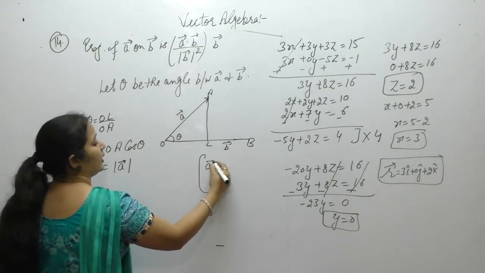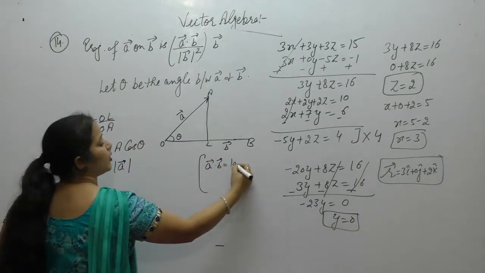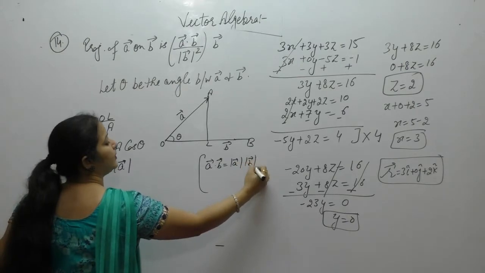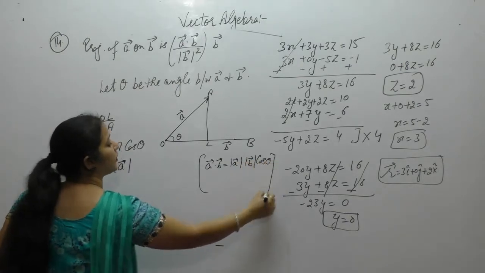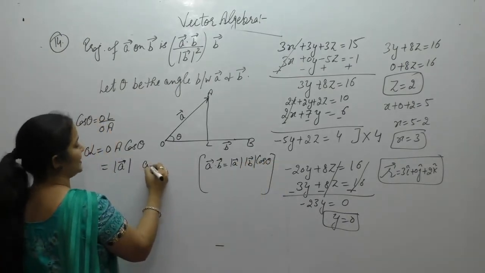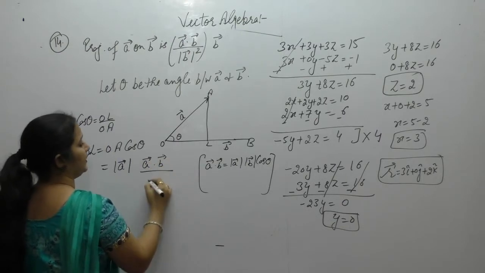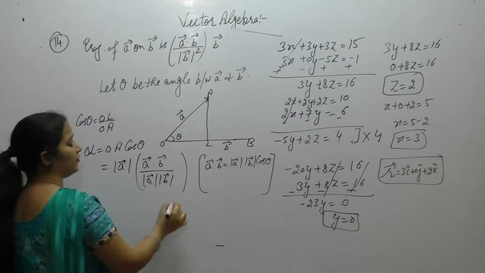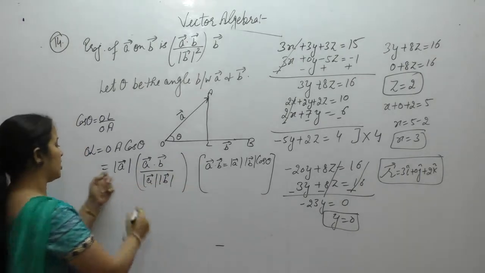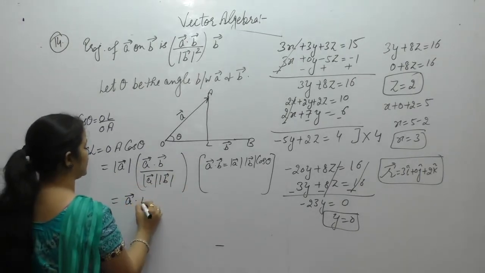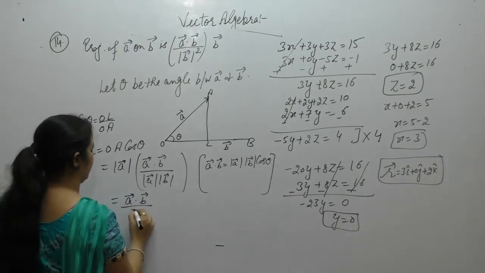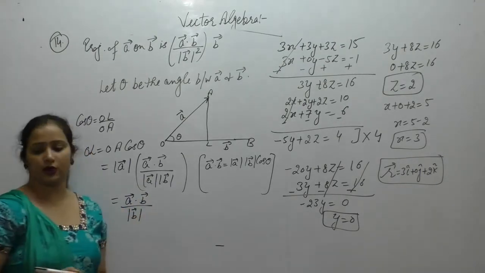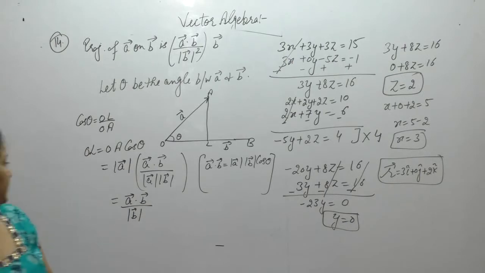Now we have one formula: A dot B is modulus of A, modulus of B, cos of theta. From here, the value of cos theta is A dot B upon modulus of A, modulus of B. Now modulus of A gets cancelled, so we get A dot B upon magnitude of vector B.